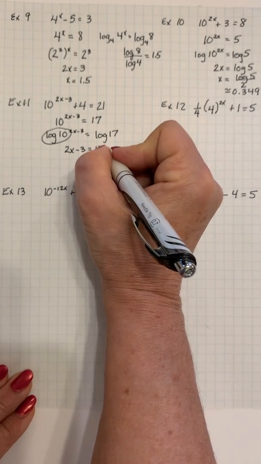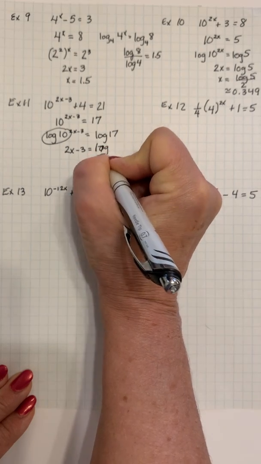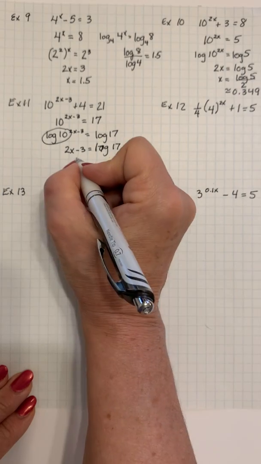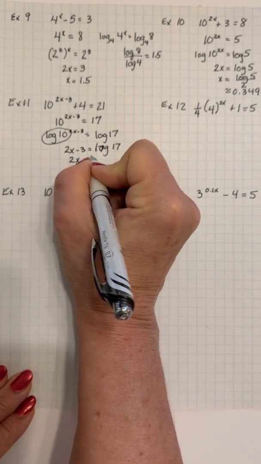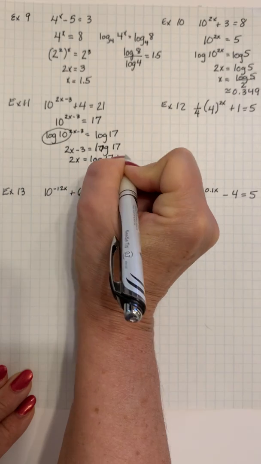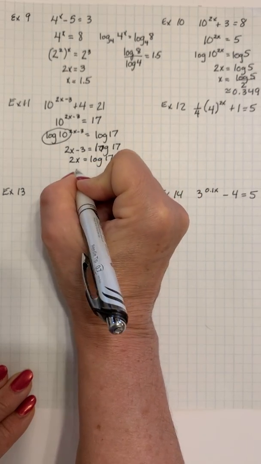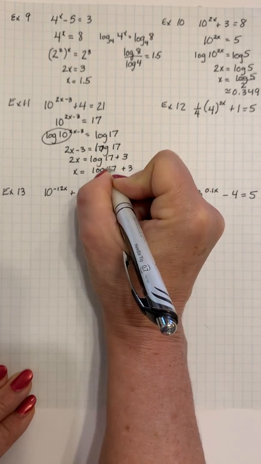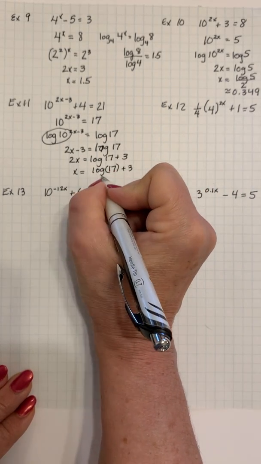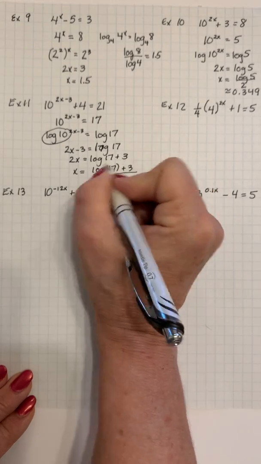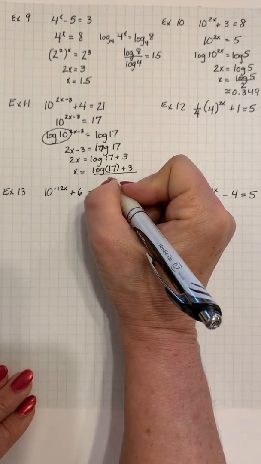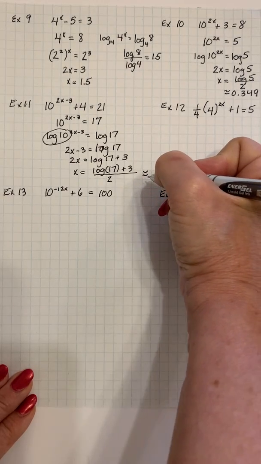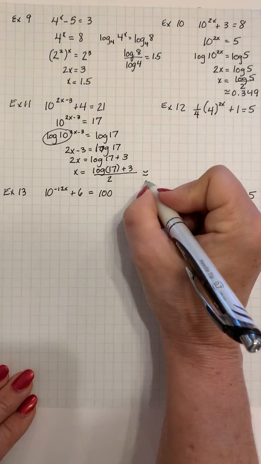Oops, forgot. I knew there was something around here. Log of 17. Excuse me for that. So we're going to add 3 to both sides, and then divide both sides by 2. So x is equal to log of 17 plus 3. Don't forget to end those parentheses around the 17 and do this whole operation before you divide it by 2. And that will be approximately equal to 2.115.